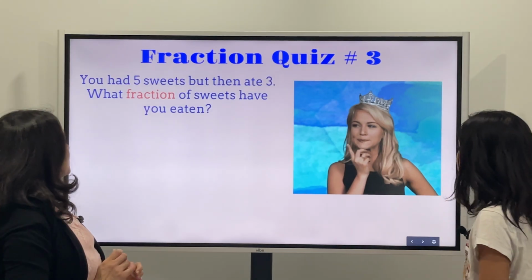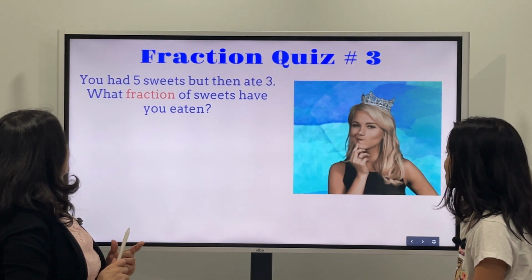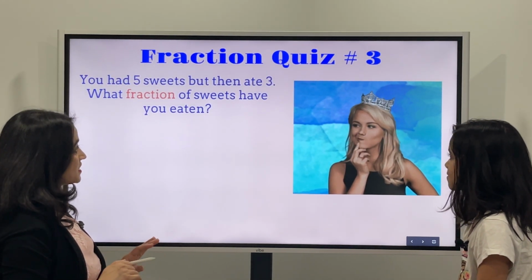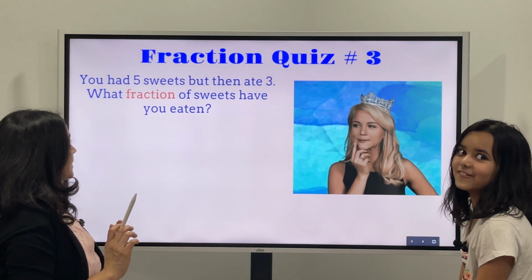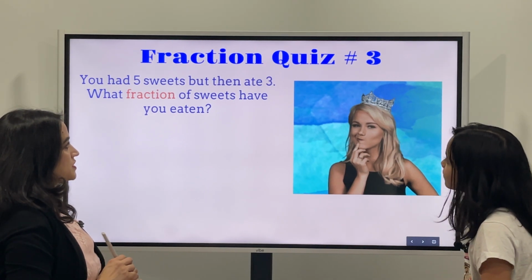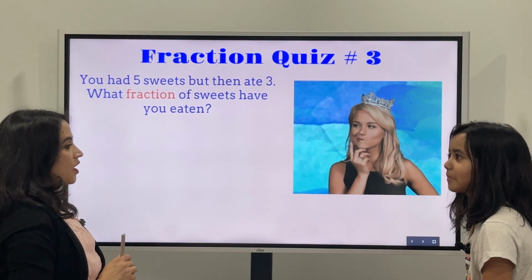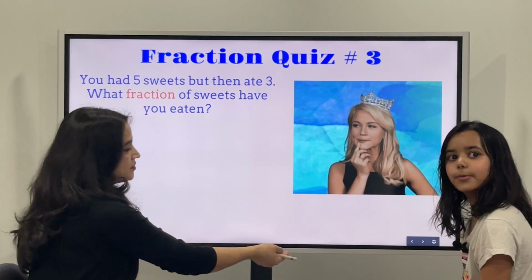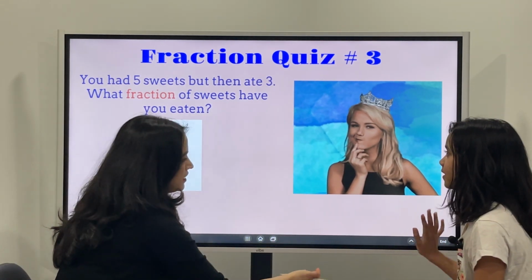Let's see. So here's the question. You had 5 sweets, but then ate 3. This is not really like a test. Not really. So what fraction of sweets have you eaten? Wait. Can you put the 3 out of 5? That's what I think. Yeah.